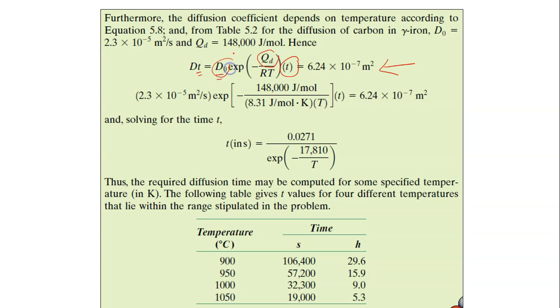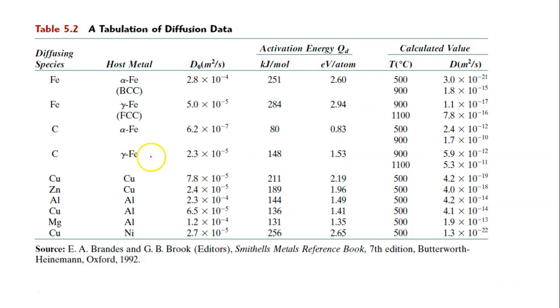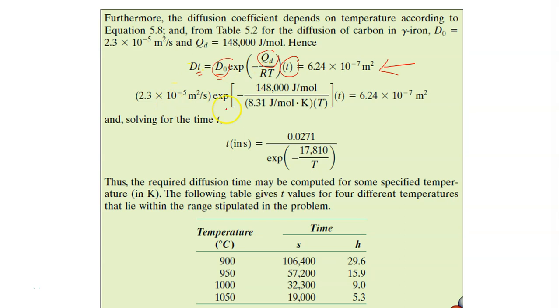And then just plug in the values, D naught and Qd. You can get these two values from the previous table, which is this table. So in the problem, the diffusing species is carbon, and the host metal is gamma ferrum. And the D naught is 2.3 times 10 to the minus 5, and the activation energy is 148. So you can plug in the two values in this equation. This is your D naught and this is your Qd in joules per mole. Alright, so watch out for the units that you're using. And solving all this, you get t equals this one in terms of temperature. So you get the relationship between time and temperature.